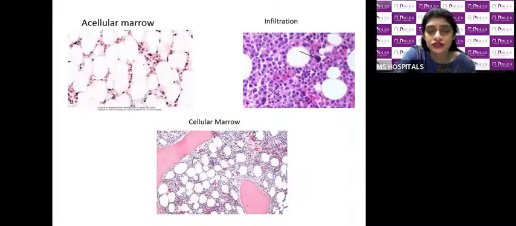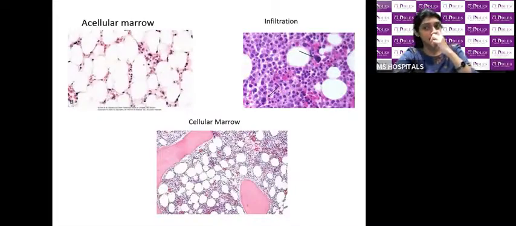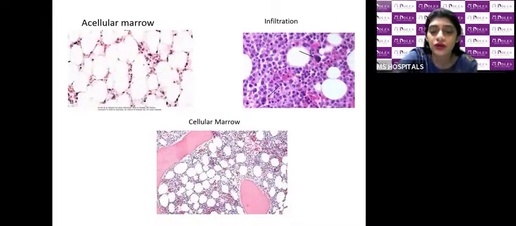So here you can see pictures which show a cellular marrow, and a lot of fatty spaces in the hypocellular marrow. In the infiltration picture, you can see a lot of blasts and hemophagocytes in the other slides. But essentially in an aplastic anemia picture, it is mostly fatty spaces. The marrow spaces are fat infiltrated. So that is one way to look at the marrow aspirate and biopsy slides and make a diagnosis.